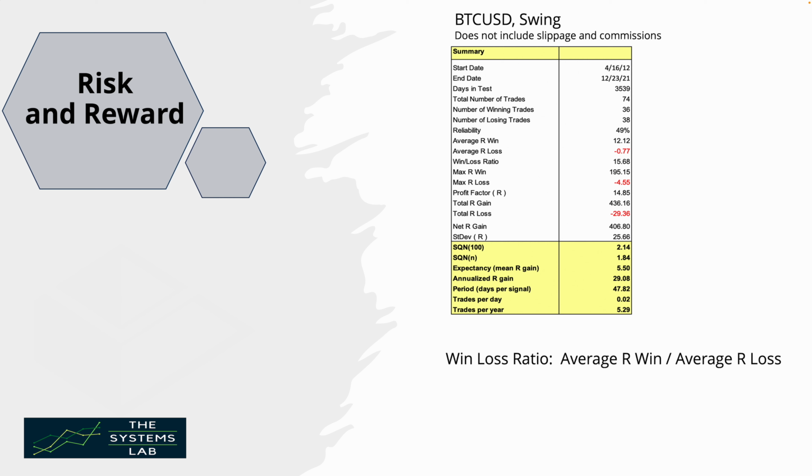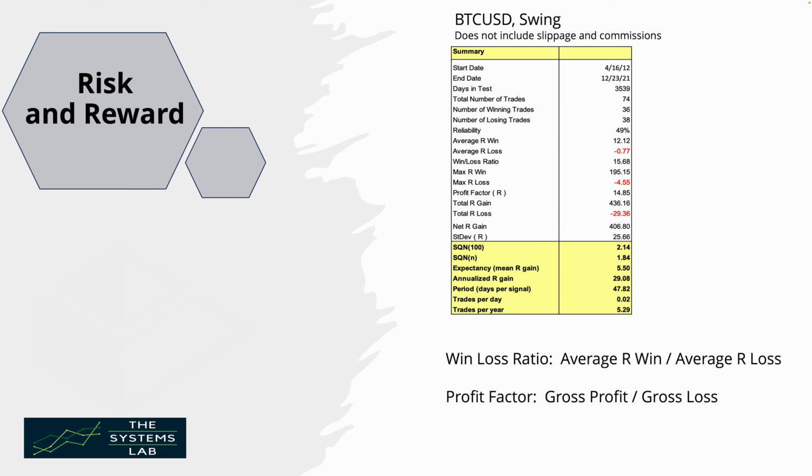So that's one way I like to think about risk and reward. So our average R win is 15 times greater than our average R loss. The other way I like to think about risk and reward from our standard statistics here is by looking at profit factor. And profit factor, as you may know, is gross profit divided by gross loss. And here we have a profit factor in our terms of 14.85, which is also a very high number.